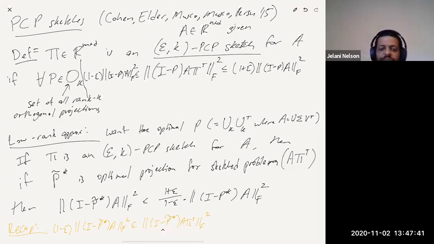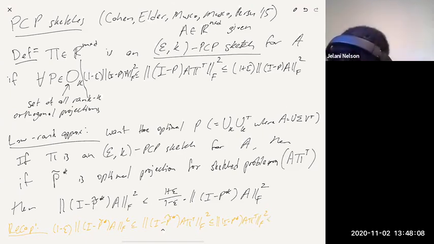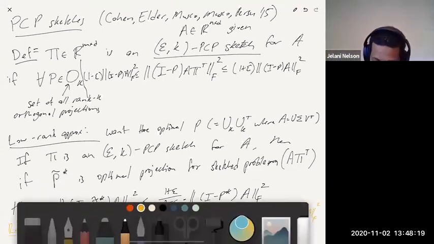Now I know that for the sketched version, p tilde star is better than p star, because p tilde star is the optimal for the sketched version. So this is at most identity minus p star A pi transpose in Frobenius norm squared. And then again, I use the PCP sketch property to say that pi preserves the cost of any projection, so in particular p star. So then this is at most 1 plus epsilon times identity minus p star A in Frobenius norm squared, right? And then you just move things around and you get exactly what I said.